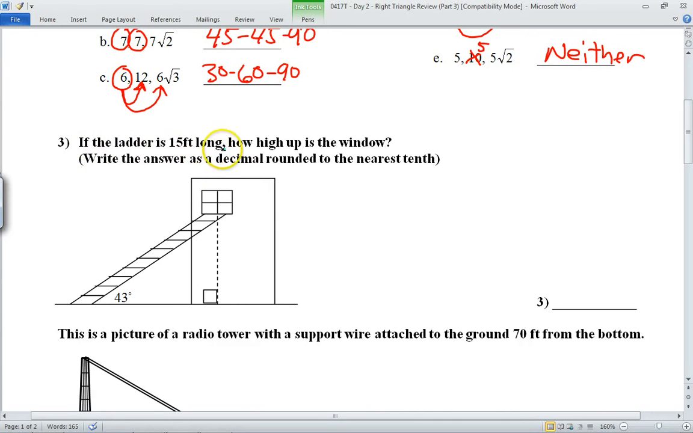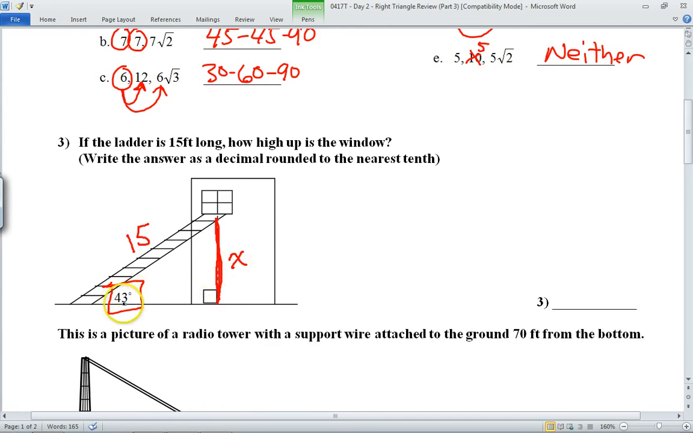The ladder is 15 feet long. How high up is the window? Well, the ladder is 15 feet. That means 15 feet goes right here, the length of the ladder. How high up is the window? That's going to be this distance right here. I'm going to call it x. That's the height that we're looking for.